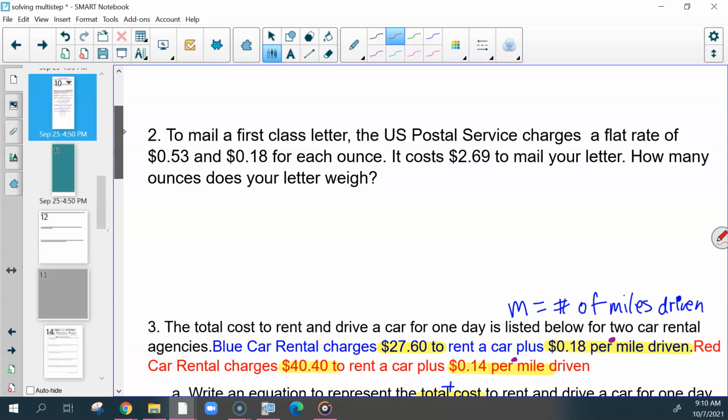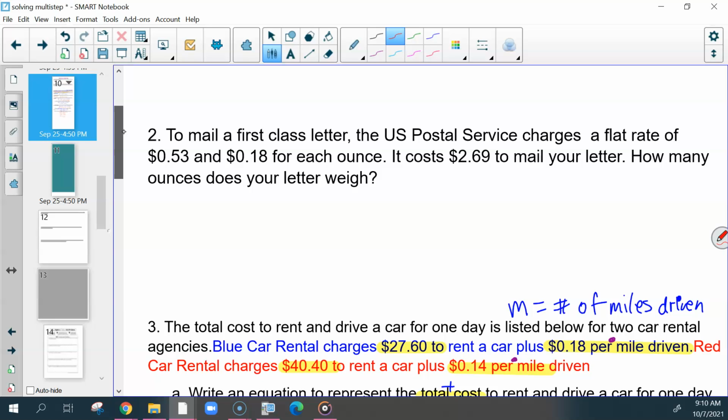So again, I'm gonna read this, circle, highlight, underline anything you find that's important. To mail a first-class letter, the U.S. Postal Service charges a flat rate of 53 cents and 18 cents for each ounce. It costs $2.69 to mail your letter. How many ounces does your letter weigh?